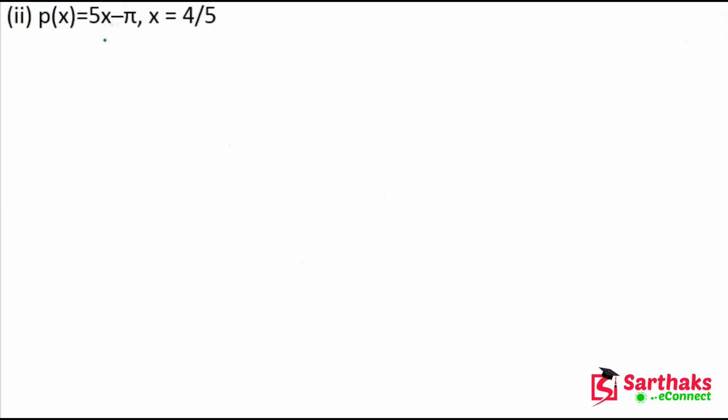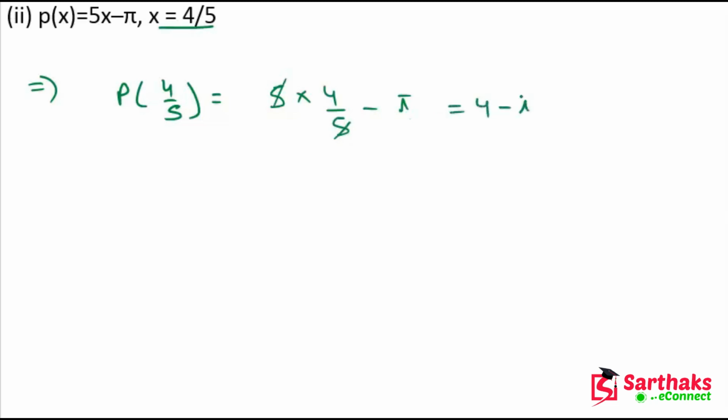Now we have to check for x is equals to 4 upon 5. Okay, so p of 4 upon 5 is equals to 5 into 4 upon 5 minus pi. This 5 and this 5 will be cancelled, so we get 4 minus pi. So my dear friends, we can say that 4 upon 5 is not a zero of this polynomial. Okay, I hope you get this point my dear friends.